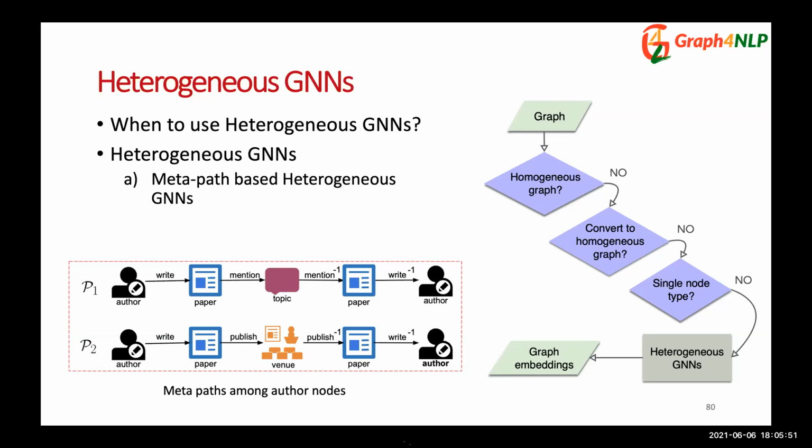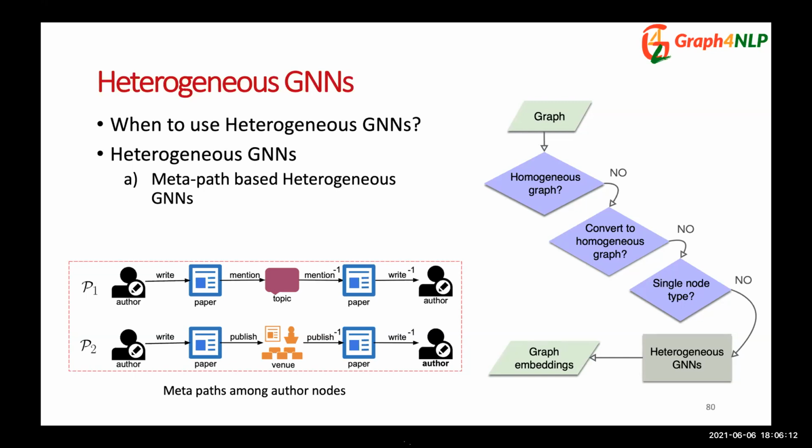Here we have a diagram to demonstrate the idea of metapath. Let's say we have a graph which contains various node types like author, paper, and topic, and we also have various edge types: an author can write a paper, a paper can mention a topic, and a paper can be published in a venue, etc.